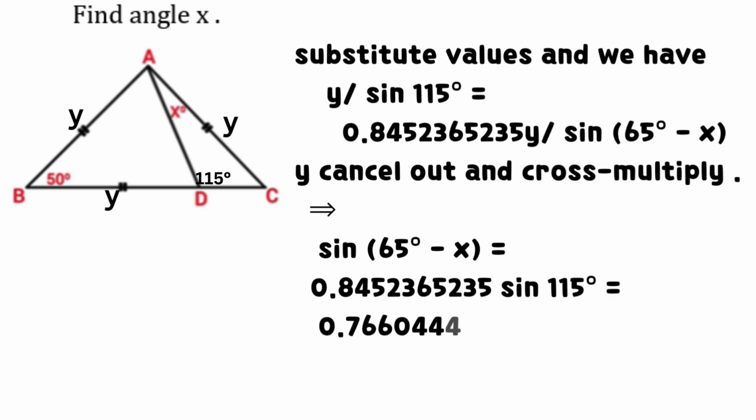Y cancels out, and cross multiply. It implies that sine of 65 degrees minus x equals the product of 0.8452365 and sine 115 degrees, which equals the result shown on the screen.